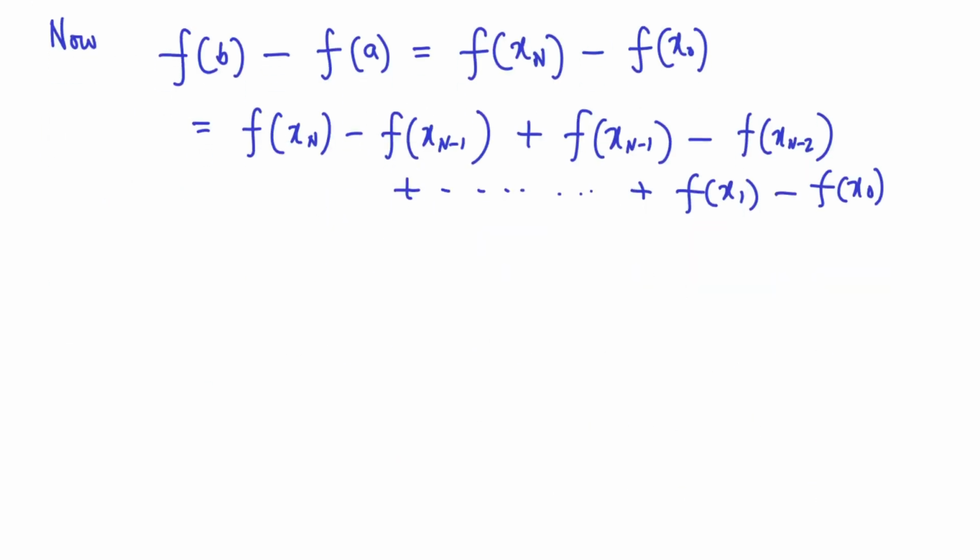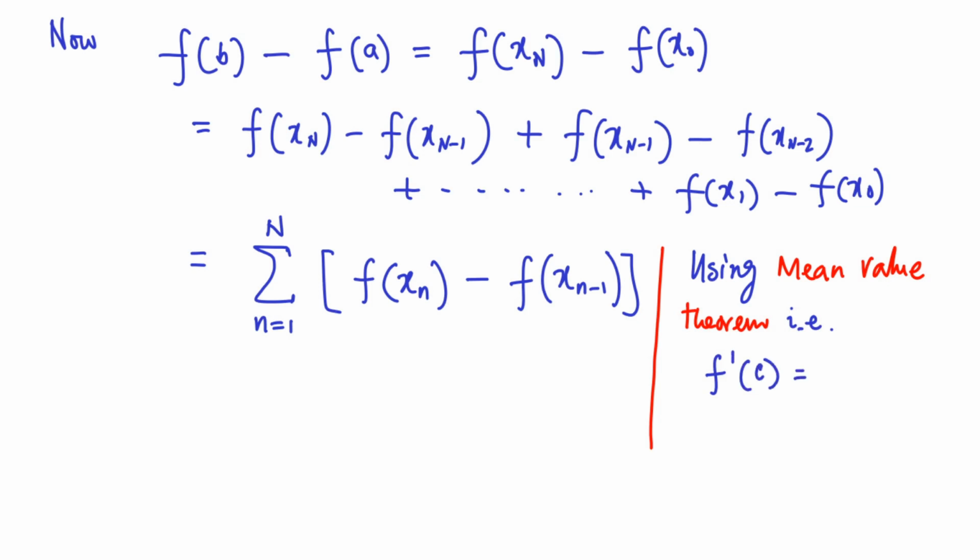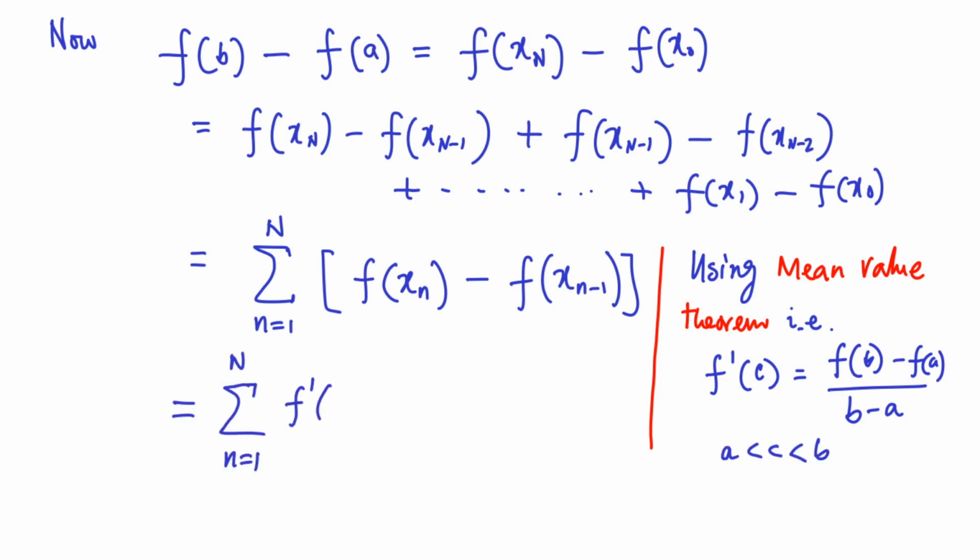This leads us to write it as a summation over n equal to 1 to capital N of f of xn minus f of xn minus 1. At this step, we are going to use the result of the mean value theorem, which says that the difference of f of xn minus f of xn minus 1 can be written as f prime of cn times xn minus xn minus 1, as you see it here, where cn is a point that lies between xn and xn minus 1.